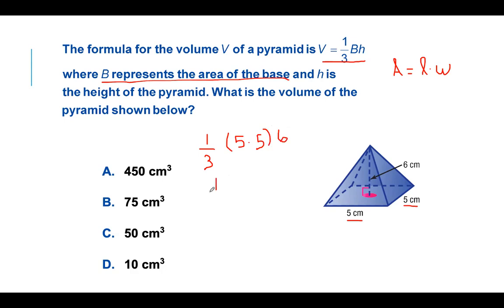So we're going to simplify what's inside the parentheses first. And we get 5 times 5, which is 25. And we're going to multiply that also by 6. In this case, I'm going to multiply 25 and 6 to help myself out here, since we are doing multiplication. And that gets me 150.